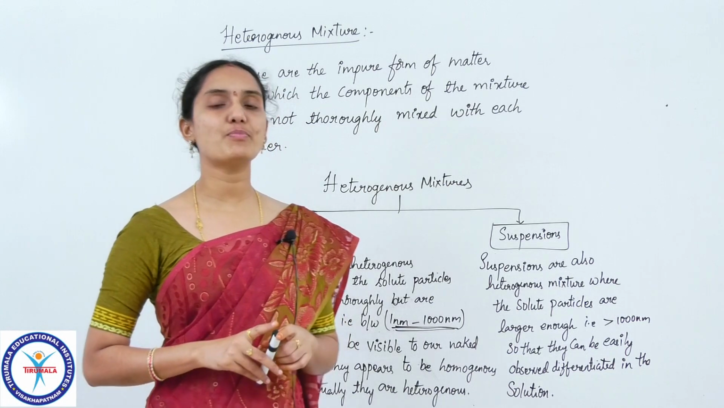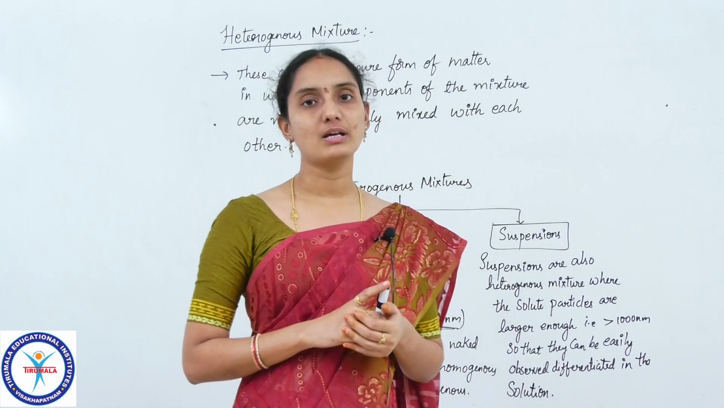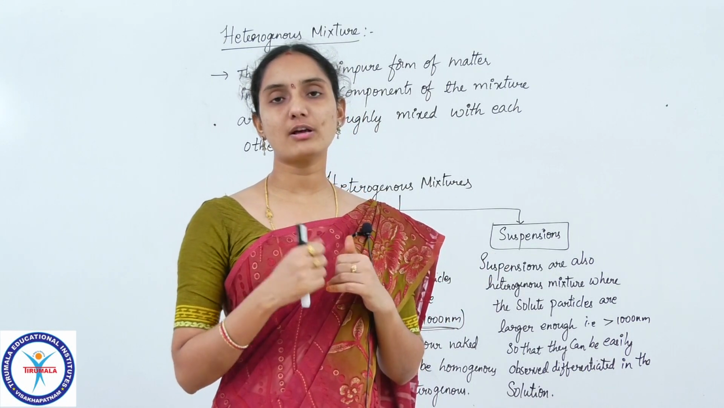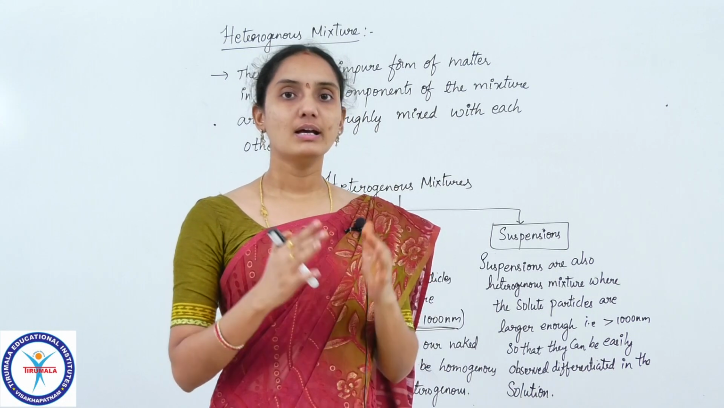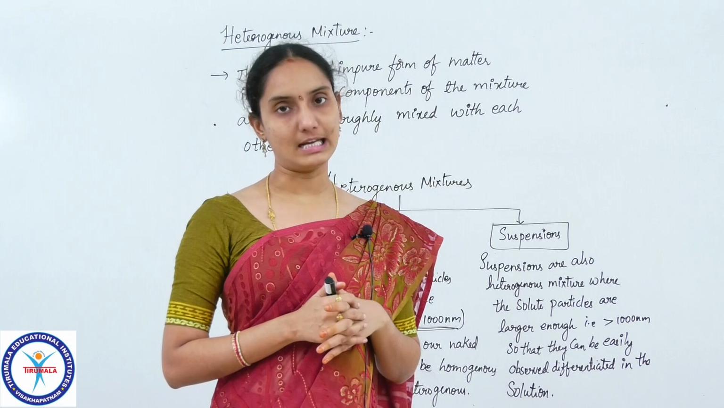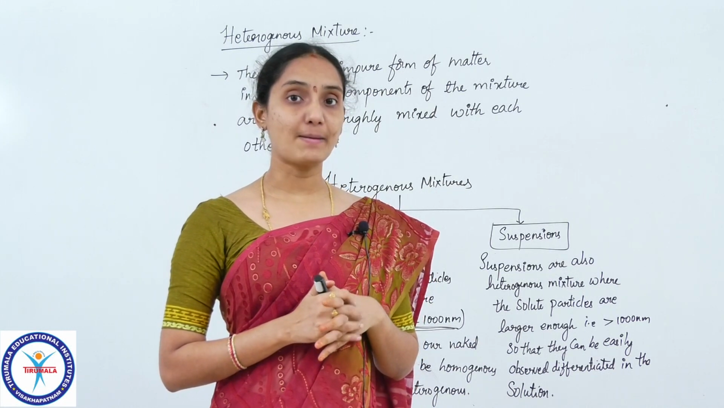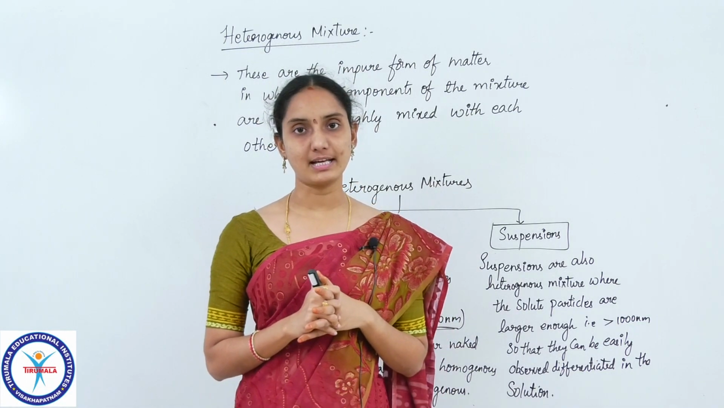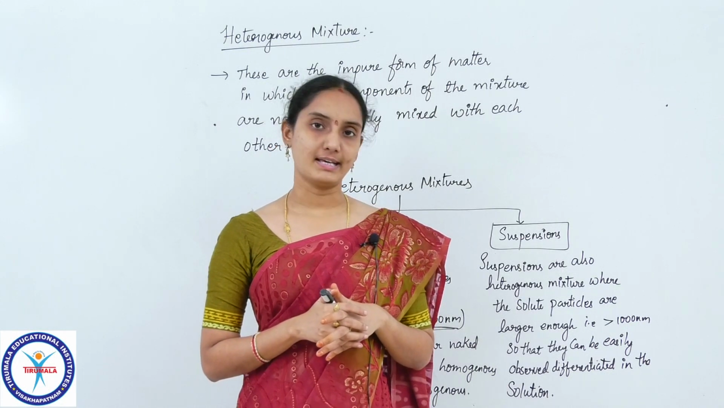Another most important character of suspension, children, is that if you leave the suspension for a while without disturbing it, then the two components of the solution, which are just being together, get separated into two different layers. So a suspension can be easily separated by a simple physical method, that is filtration or decantation, whereas a colloid cannot be separated by filtration or decantation.